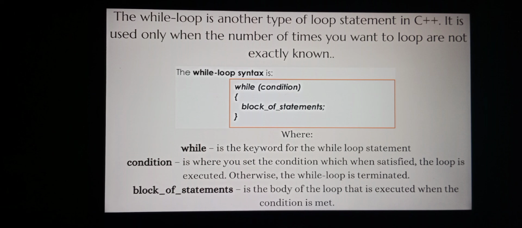The while loop is another type of loop statement in C++. It is used only when the number of times you want to loop is not exactly known. The syntax is where while is a keyword for the while loop statement. Condition is where you set a condition which, when satisfied, the loop is executed. Otherwise, the while loop is terminated. Block of statement is the body of the loop that executes when the condition is met.